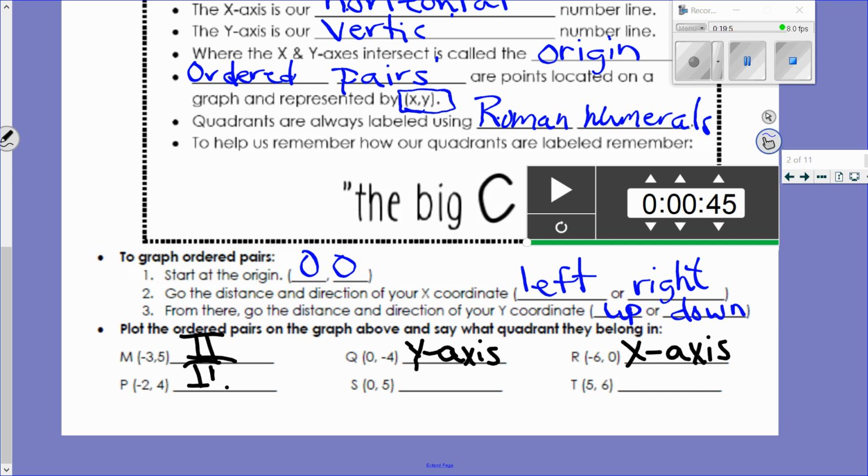0, 5. So you see a 0, guys. You know it's going to be either an X or Y. Which one? X or Y? Okay, looks like Y. And 5, 6. Give me fingers again. 1, 2, 3, 4. How many fingers? Not 10. There isn't a 10th quadrant. Sorry, Ryland. Try again.